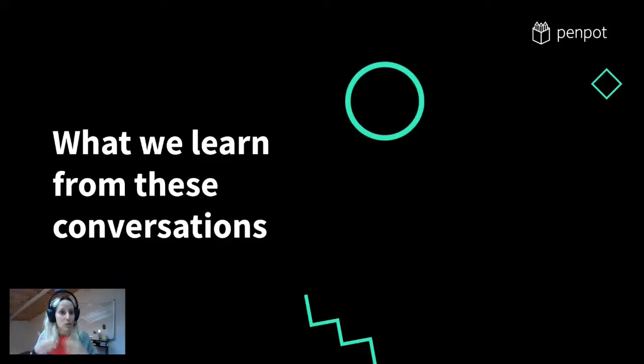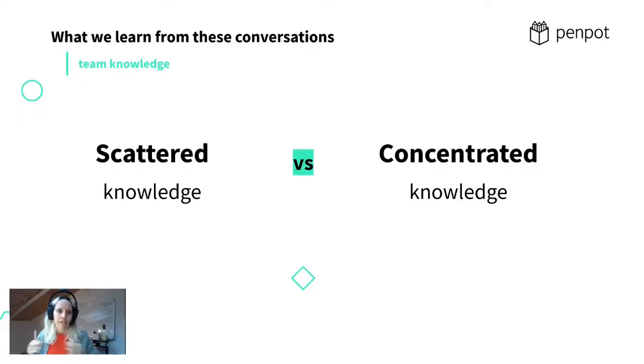And what we learn from these conversations. First of all, we are learning from team knowledge. For us, it's better to distribute knowledge than concentrate it in the Penpot team. In Penpot, we talk about the knowledge market. It is something that is not in the public conversation, but it's useful to us to understand the information flow.